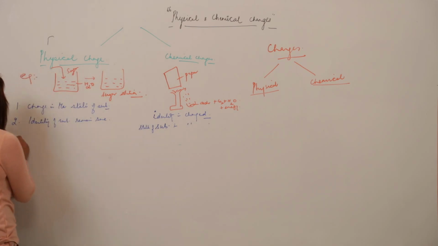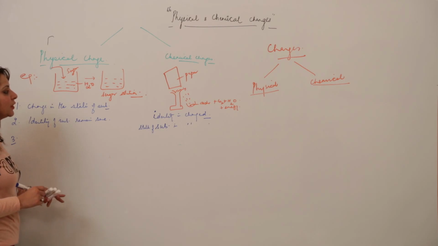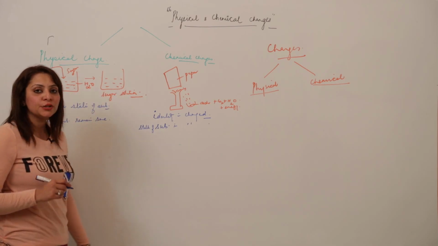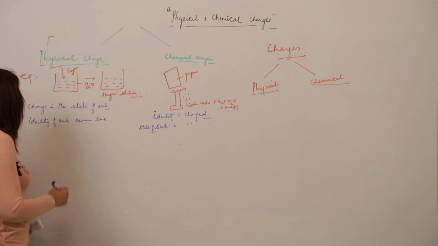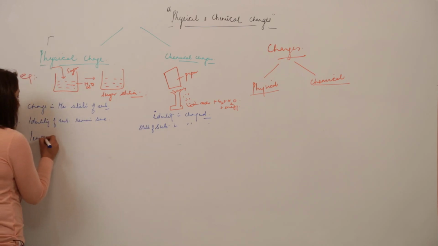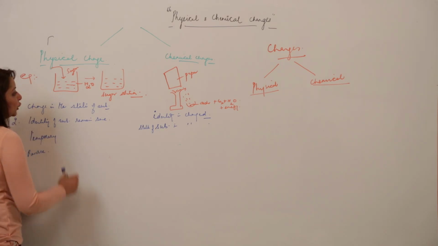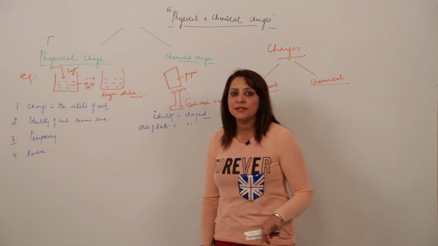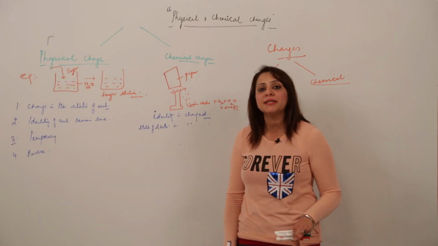Now coming to the other point, can I separate sugar and water from each other, from the sugar solution? Yes, we can do it. So that means this change is a temporary change. We can easily reverse it. How can you separate the sugar from the water solution? We can separate by the process of crystallization, as well as by the process of evaporation.